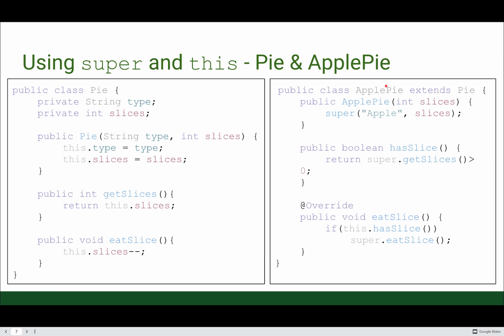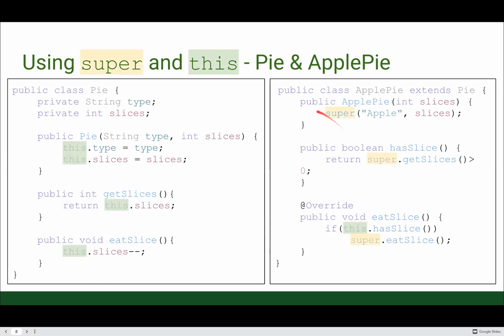And then we have our apple pie extending our pie class. Our apple pie constructor takes a number of slices and calls the superclass constructor, saying the type is apple, and we pass that number of slices back through. Our boolean hasSlice method returns super.getSlices greater than 0, saying whether or not my pie has more than 0 slices. And then we're overriding our eatSlice method. So within my apple pie, if I call eatSlice, we're going to call this method rather than our superclass's eatSlice. And if this.hasSlice, if we have a slice to eat, then we can call super.eatSlice.